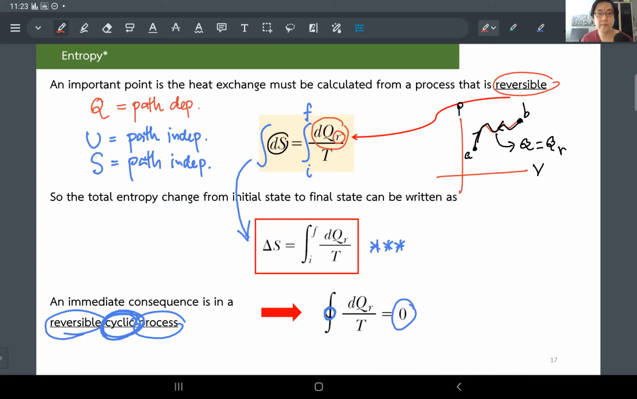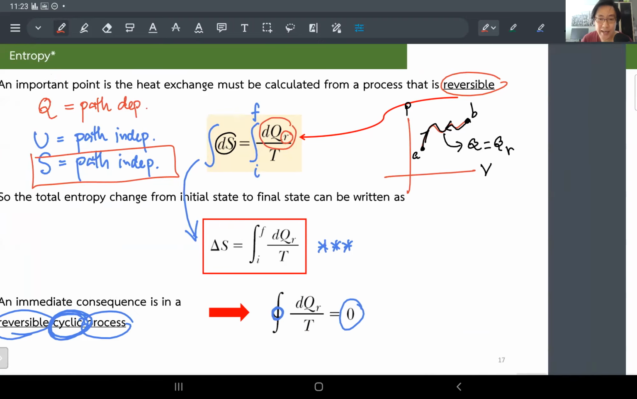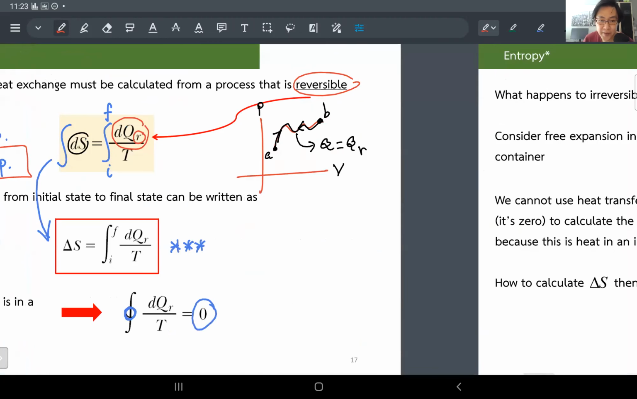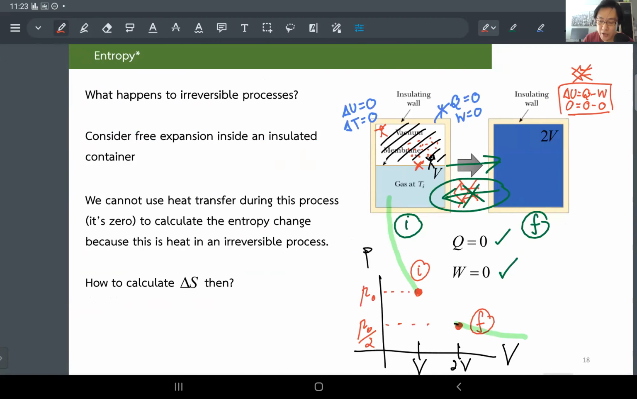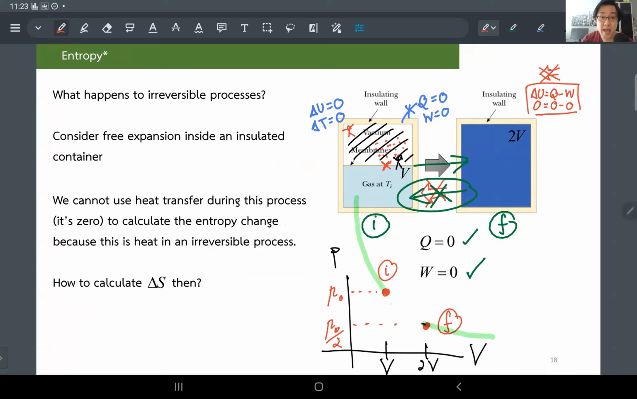Okay. With me? The entropy change is path independent. I don't care. I just know the initial point is I, the final point is F. You, me, whoever in this world can connect between these two points with whatever line they like.